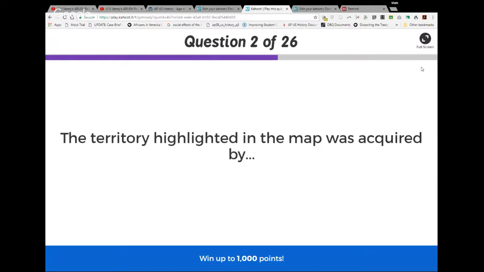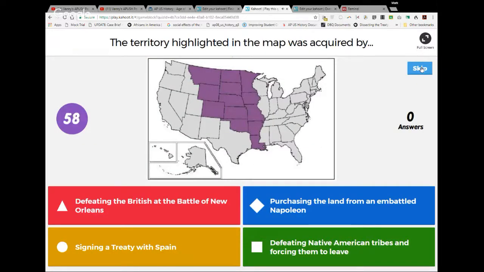The territory highlighted in the map was acquired by... Roger, I'm glad you said it. Somebody misses this question, I'm with you on that one.